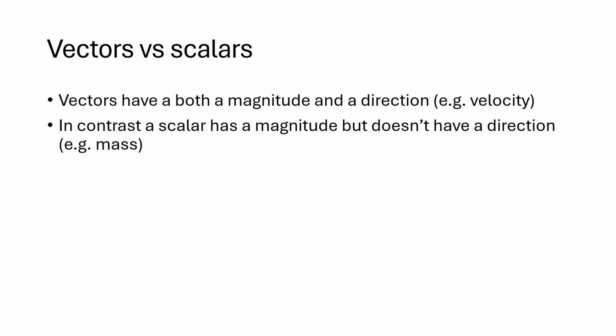Let's get into this. So let's start off with contrasting vectors with scalars. Fundamentally, a vector is a quantity which has both a magnitude and a direction, whereas a scalar has a magnitude but doesn't have a direction. So for a vector to be fully defined, we must include a direction, whereas a scalar cannot have a direction under any circumstance.